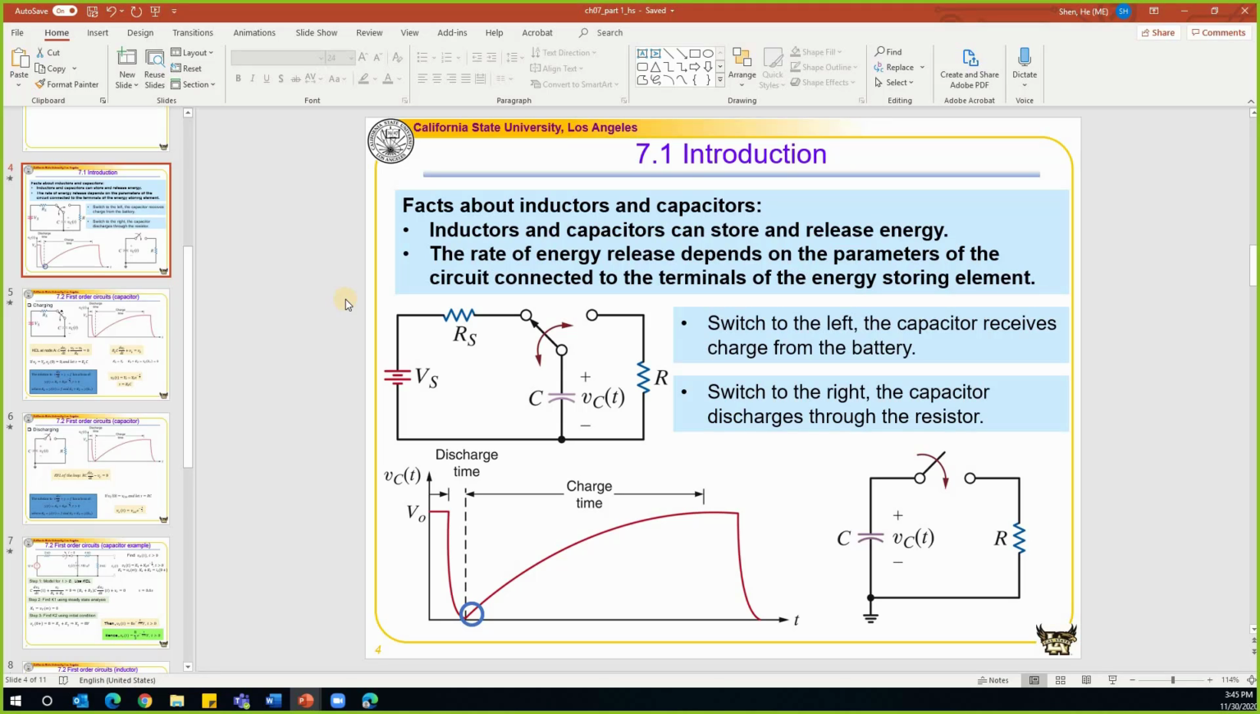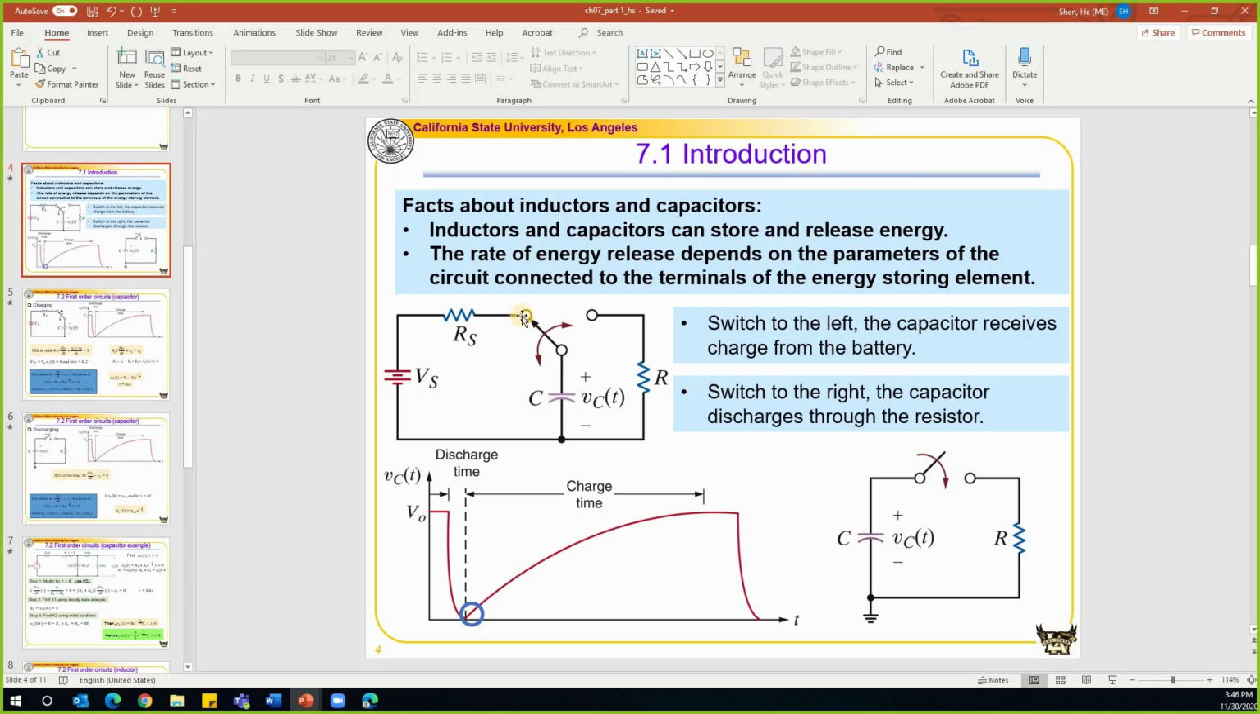Let's first take a look at a charging and discharging circuit. Here we have a circuit with a power source Vs and a resistor Rs. And this is a capacitor with a capacitance of C. The voltage on this capacitor is Vc, and this is a function of time t.